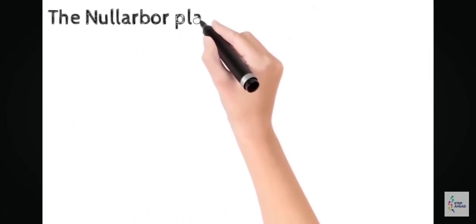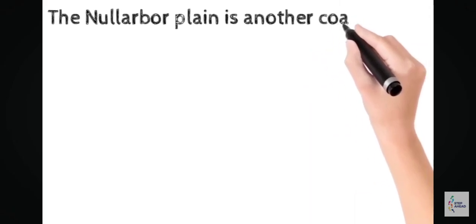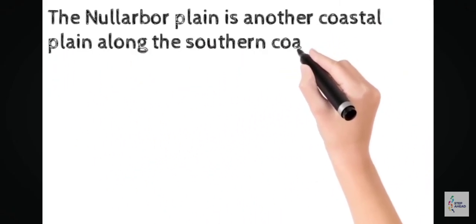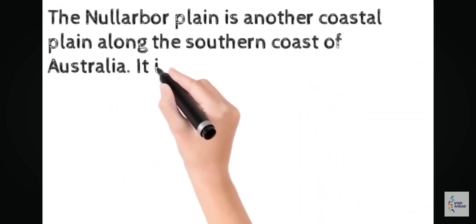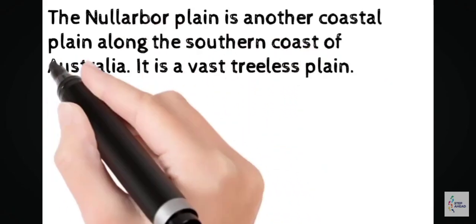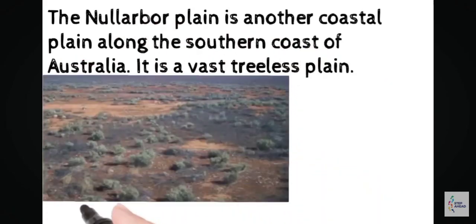The Nullarbor Plain is another coastal plain along the southern coast of Australia. It is a vast treeless plain, and the picture now coming is of the Nullarbor Plain.